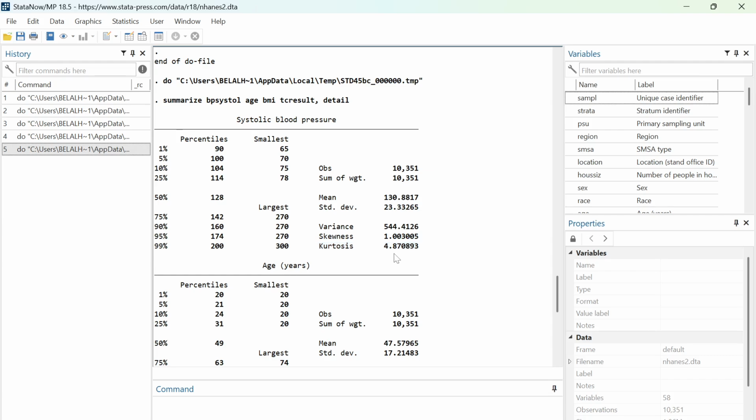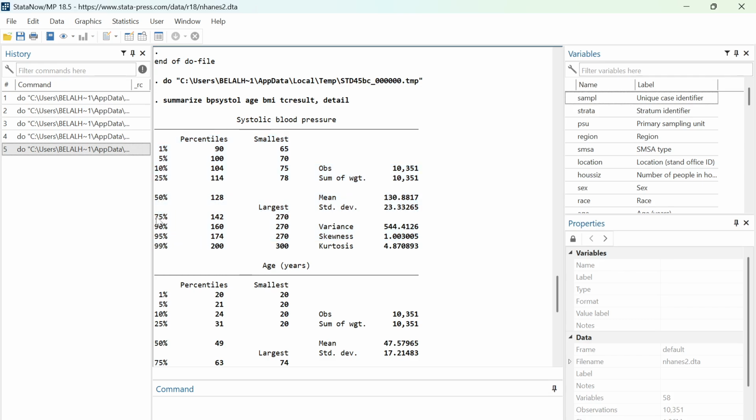Okay, so let's keep things short, and then kurtosis. Kurtosis is basically the tails, like how normal your distribution is, whether it has a right tail or left tail, or how big of a tail it is. A kurtosis of three is considered normal, but anything above or below three is not normal. So 4.87 shows that there's a big tail. And then percentiles, as you know.